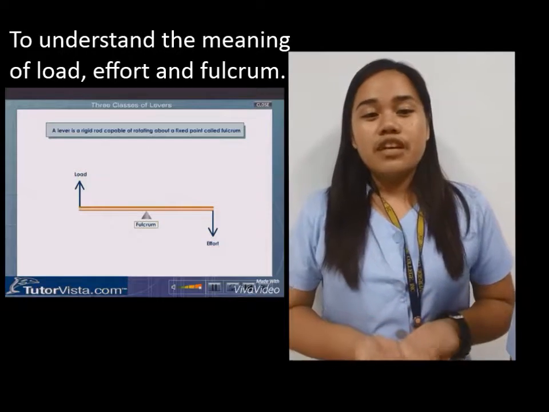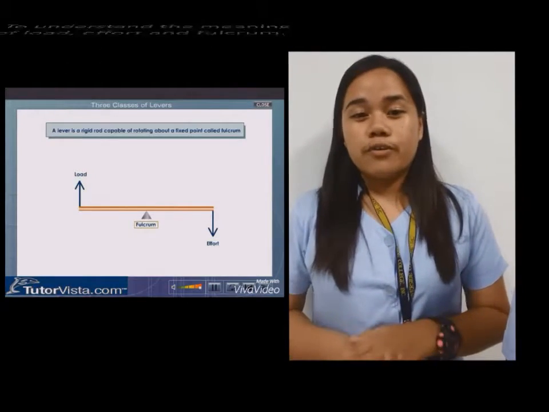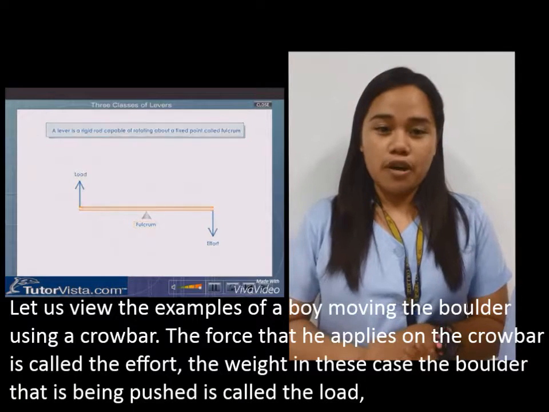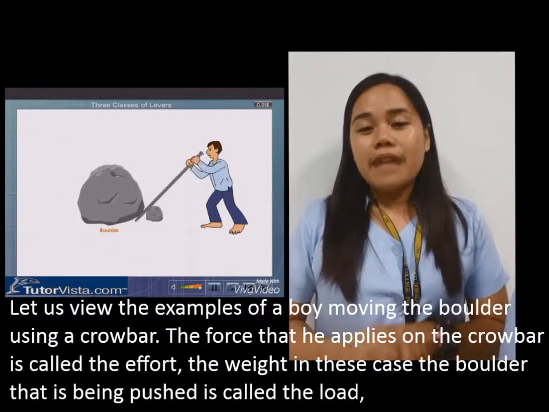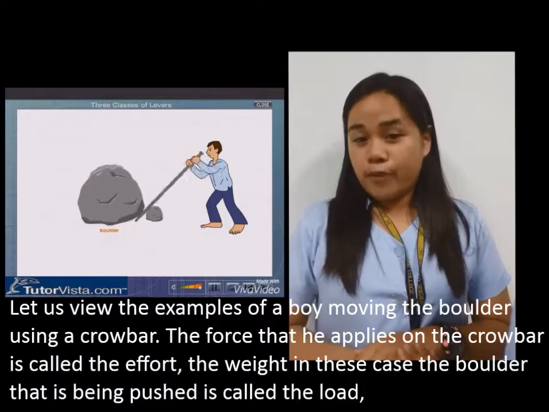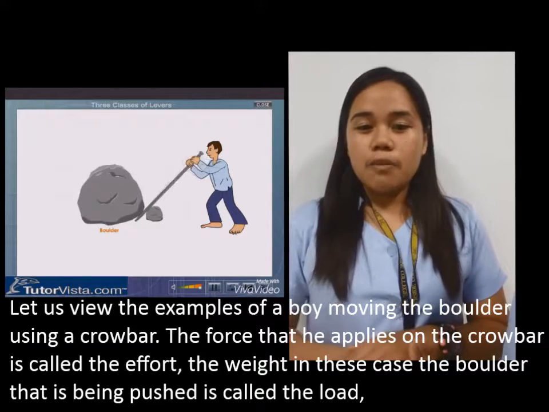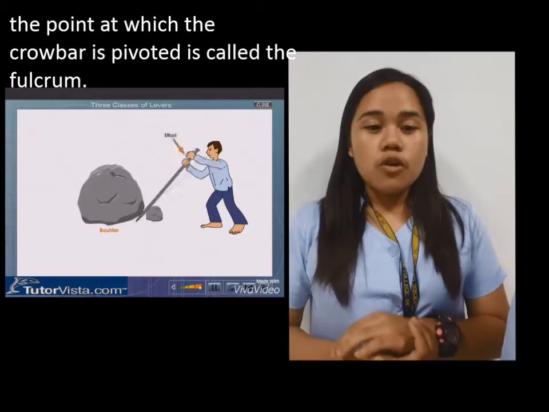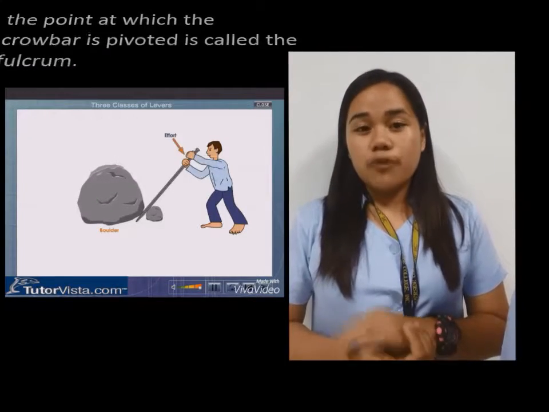To understand the meaning of effort, load, and fulcrum, let us view the example of a boy moving a boulder using a crowbar. The force that he applies on the crowbar is called the effort. The weight, in this case the boulder that is being pushed, is called the load. The point at which the crowbar is pivoted is called the fulcrum.